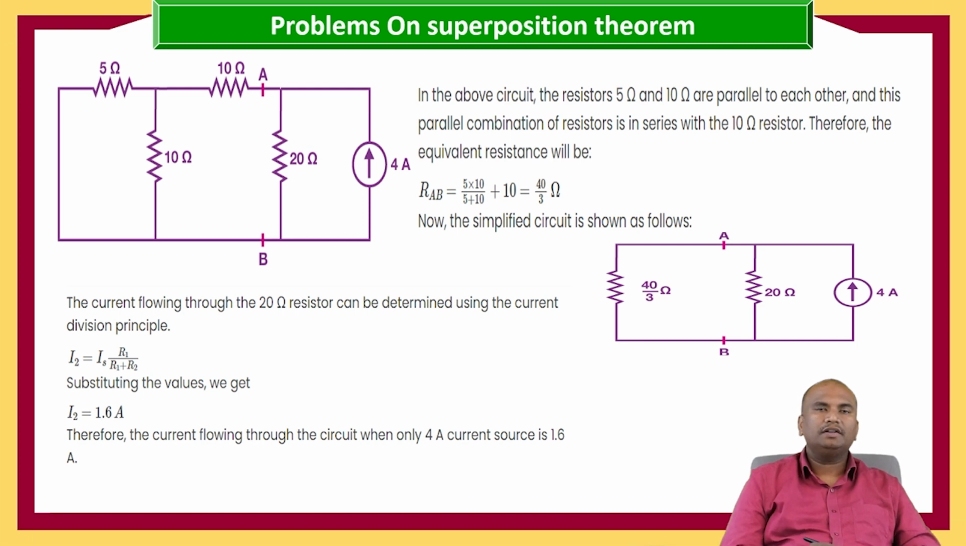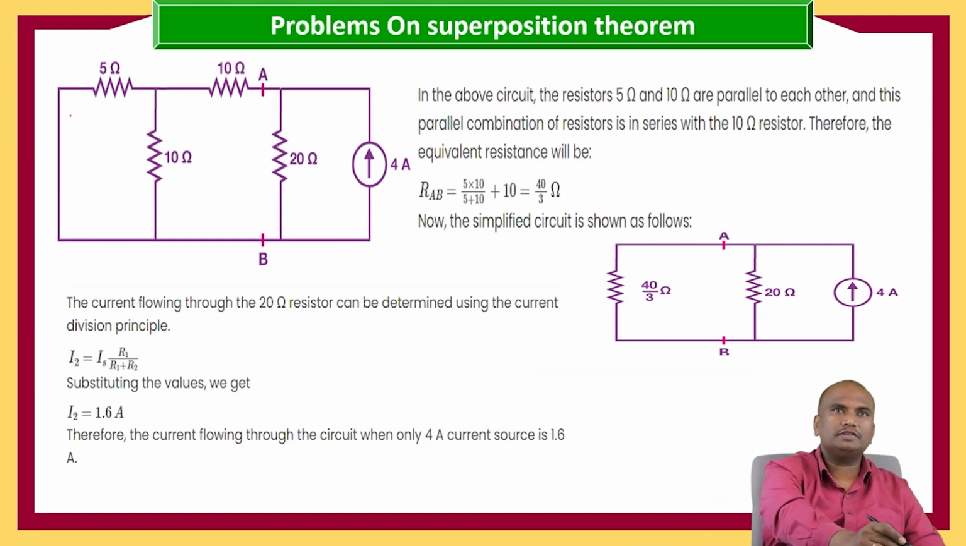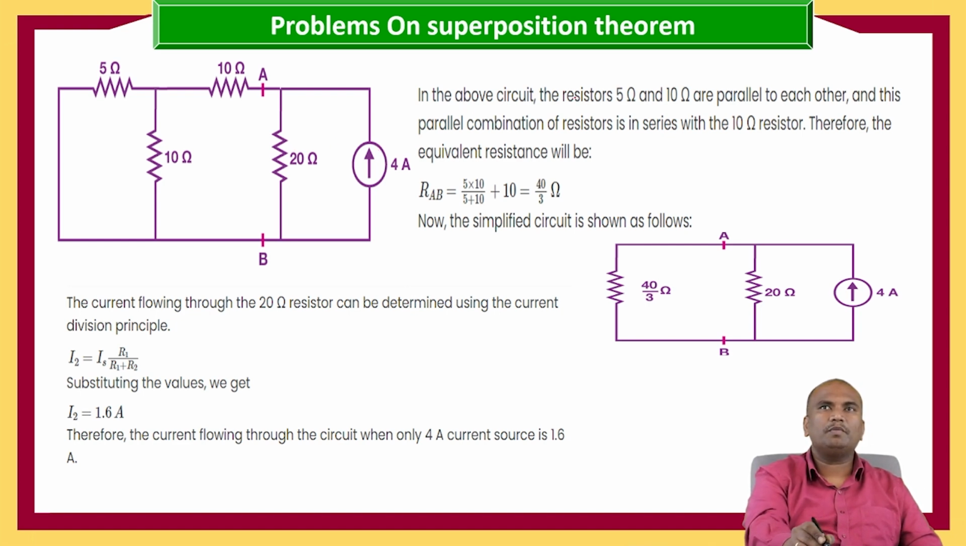For that, the voltage source is replaced with short circuit and the current source will be acting as it is. Here 20 volts will be replaced with short circuit. When 20 volts is short circuited, this is the 4 amperes current source. In the above circuit, the resistors 5 ohms and 10 ohms are parallel to each other. In order to calculate the current flowing through this 20 ohms, we need to calculate the equivalent resistance between this A and B terminals.